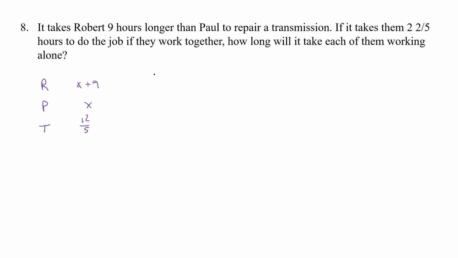Now we take 1 over x plus 9, 1 over x, and 5 over 12 for the part of the hour it takes to get that much of the job done. And so now we have 1 over x plus 9 plus 1 over x equals 5 over 12. Now our LCD is just going to be 12x times x plus 9, because we're just going to have a 12, we have an x, and we have an x plus 9. So we multiply by 12x times x plus 9.